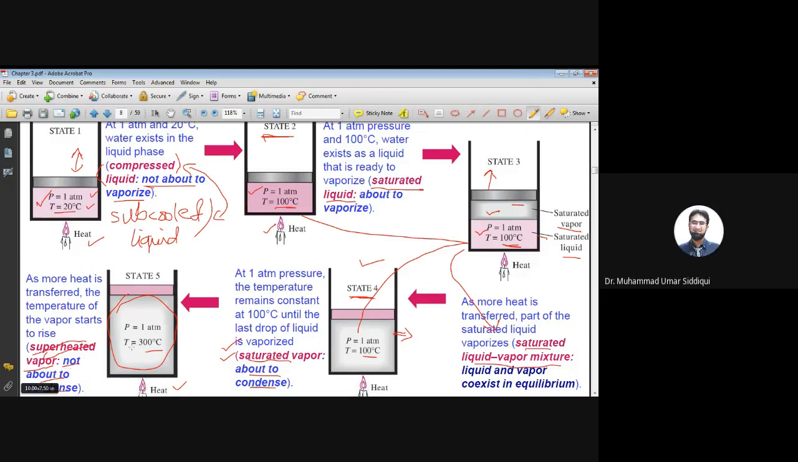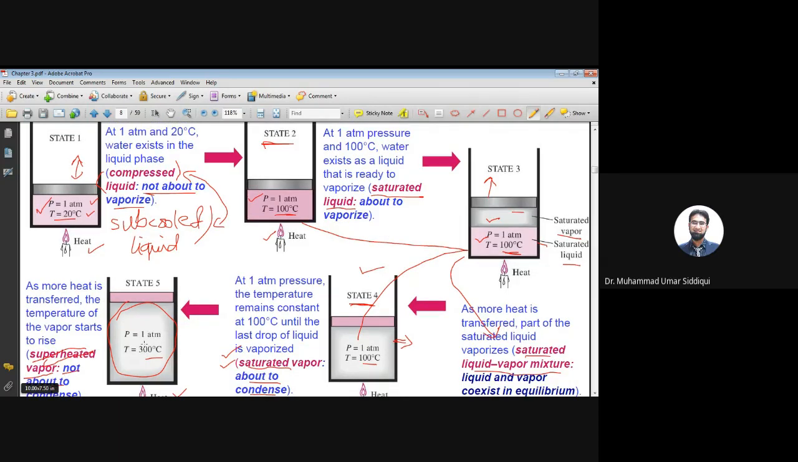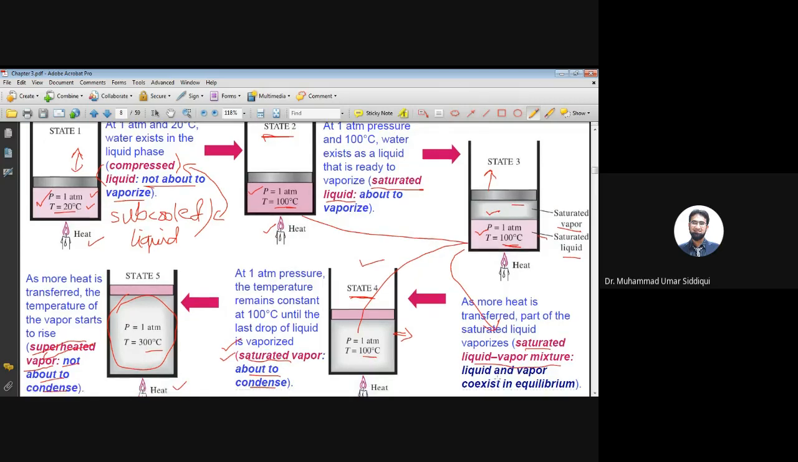So these are the 5 states, very important. Just memorize the names. Names are very important, okay? And these definitions, okay? You can see compressed liquid, not about to vaporize. It's liquid, not about to vaporize. Saturated liquid, about to vaporize. Saturated liquid vapor mixture, liquid and vapor coexist in equilibrium, means both liquid and vapor will be present.